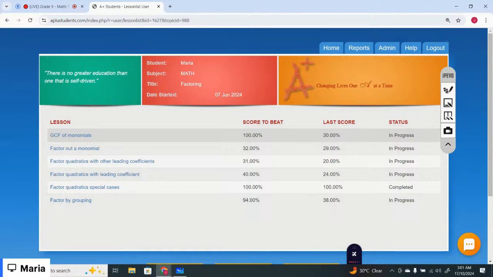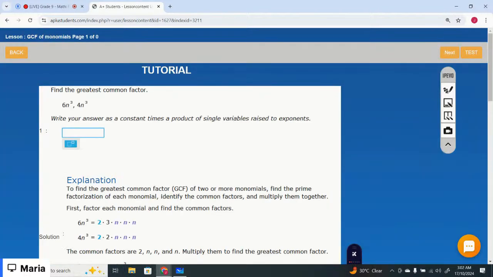Let's just start with the chapter factoring list. The first lesson is GCF of monomials. Find the greatest common factor of 6n cube and 4n cube. So to find the GCF of two or more monomials, find the prime factorization of each monomial, identify the common factors and multiply them together.